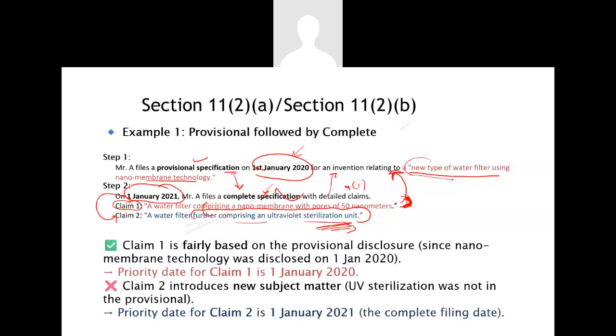Okay, so that is all that this section is saying: whichever application the fair basis for a subject matter was seen in, that would account for its priority date for that particular invention. Which means if anybody else may have filed a patent application for an ultraviolet sterilization unit before 1st Jan 2021, then that patent application would become the prior art against my complete specification.